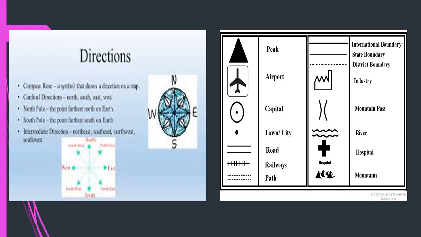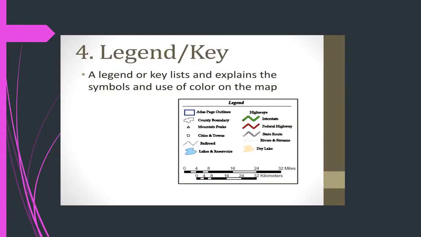Those are the 7 components. Here is the picture of direction. The second picture is the conventional sign. Legend or key: a legend or key lists and explains the symbols and use of color on the map. Normally, they are shown on the lower part of a map.